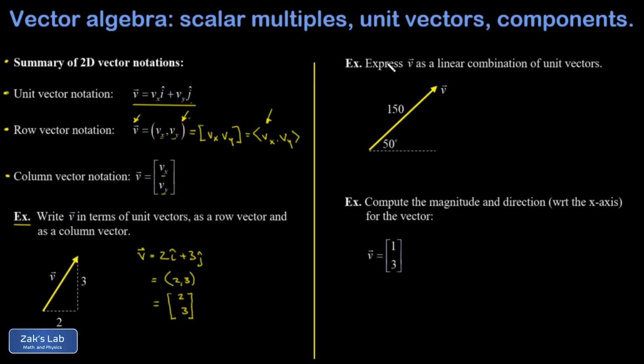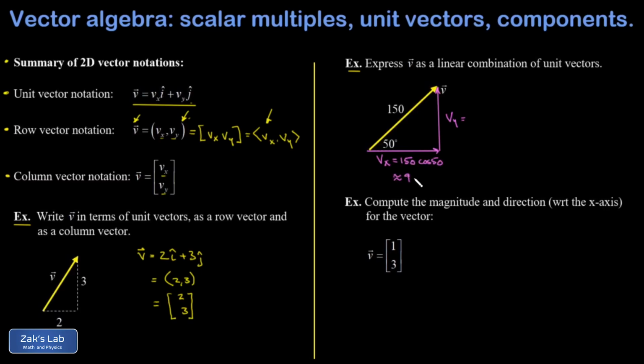So let's wrap things up with a couple extra examples. In the first one, I'm asked to express this vector as a linear combination of unit vectors. And this time I'm not given the components. I have to compute those myself. So we have to do a little bit more work. And that x component is given by the hypotenuse times the cosine of the angle.